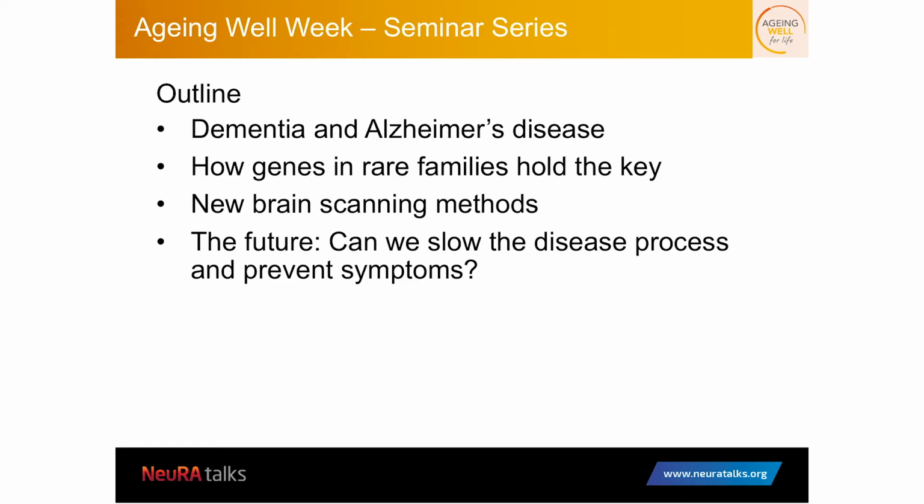What I'd like to do today is share with you some interesting findings about the biology of Alzheimer's disease, which is the main disease process causing dementia. I'd like to start with some definitions. What's dementia? What's Alzheimer's disease? What do we mean by those words? And what's different about them and what's the same? How genes in rare families like Amanda's family hold the key to understanding the biology of these conditions.